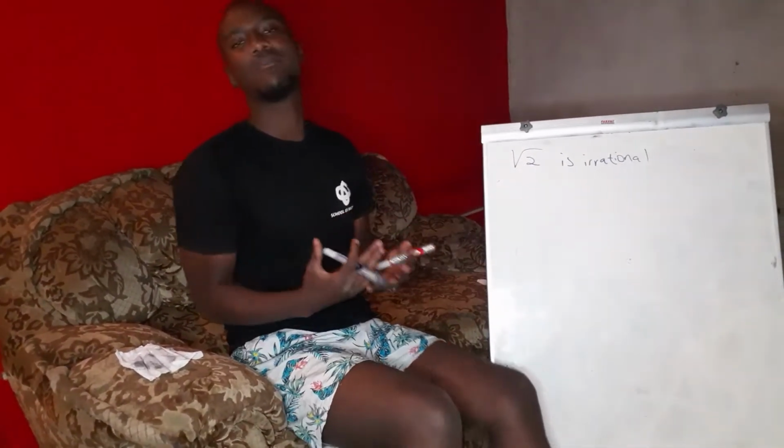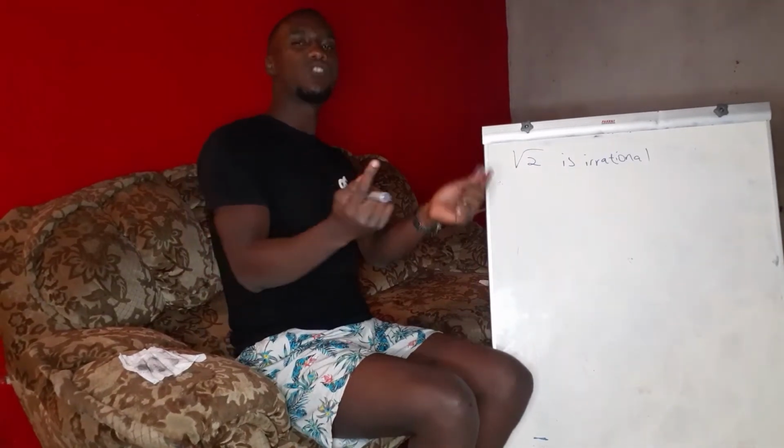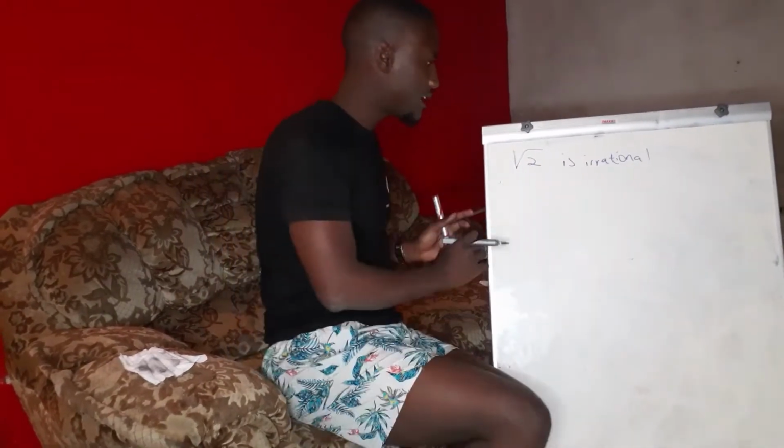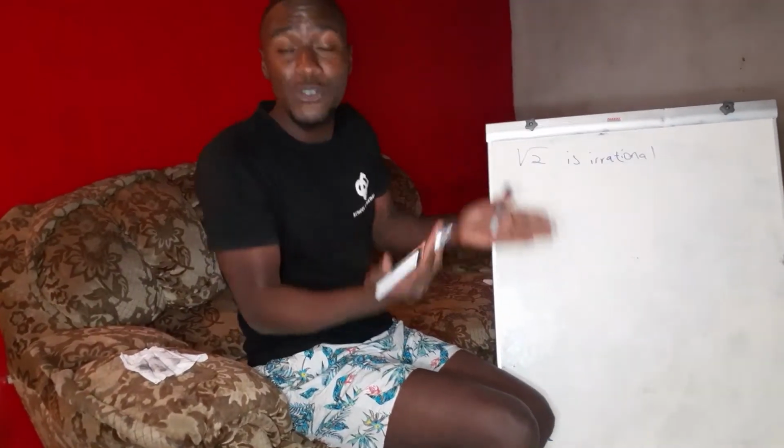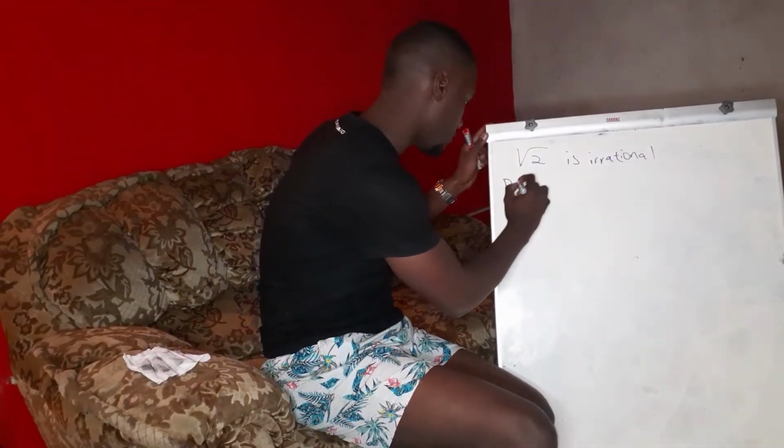When you prove something by contradiction, you actually assume the contrary. So in this case, how do you prove this? You prove by assuming that the root of 2 is actually rational. So let's go into it.